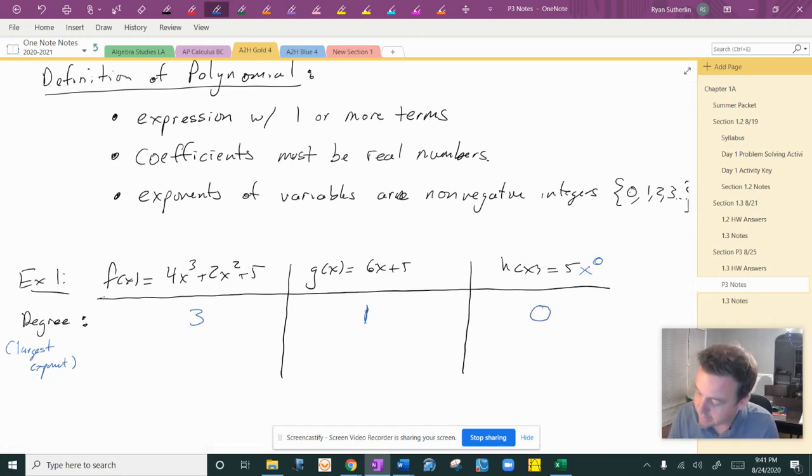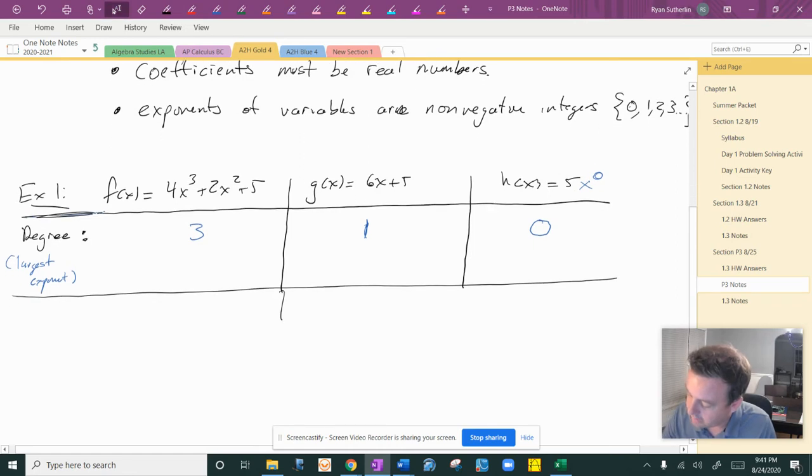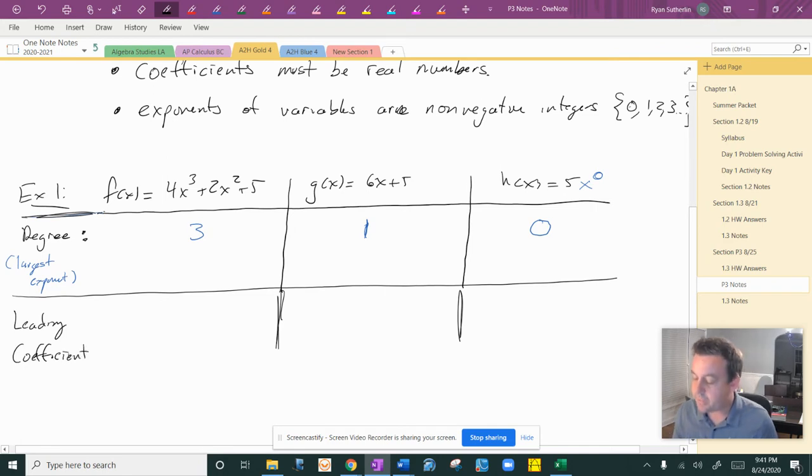Now, the other thing we need to know when describing polynomials, in order to determine things about them at a later date, is what's called the leading coefficient. The leading coefficient of a polynomial is the coefficient that is with the variable with the largest exponent.